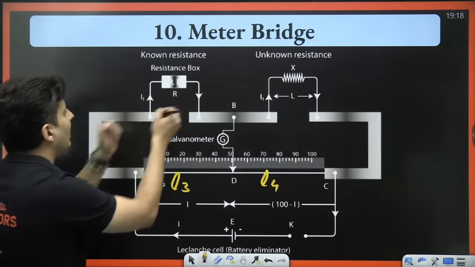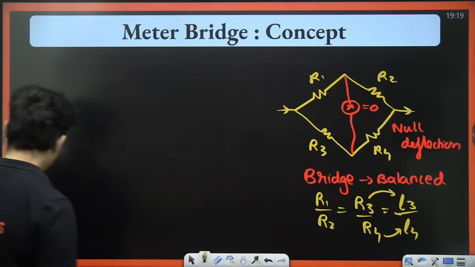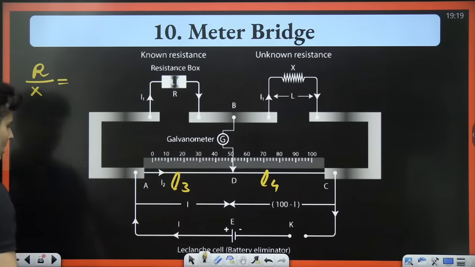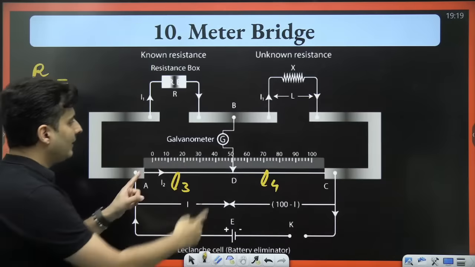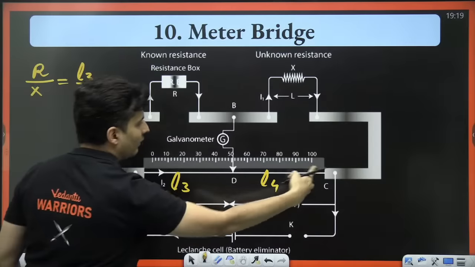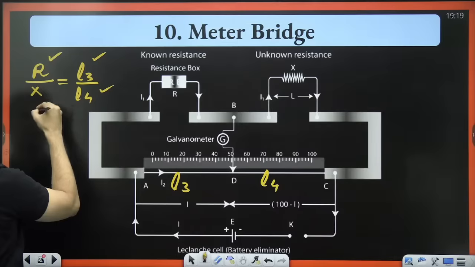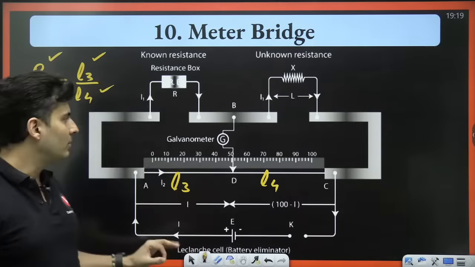So over here, R1 is basically R. R2 is basically that unknown resistance X. Similarly, L3 and L4, what are they? L3 is this length. And L4 is basically this length. This is known. You can find out this. That's all the concept is in meter bridge.